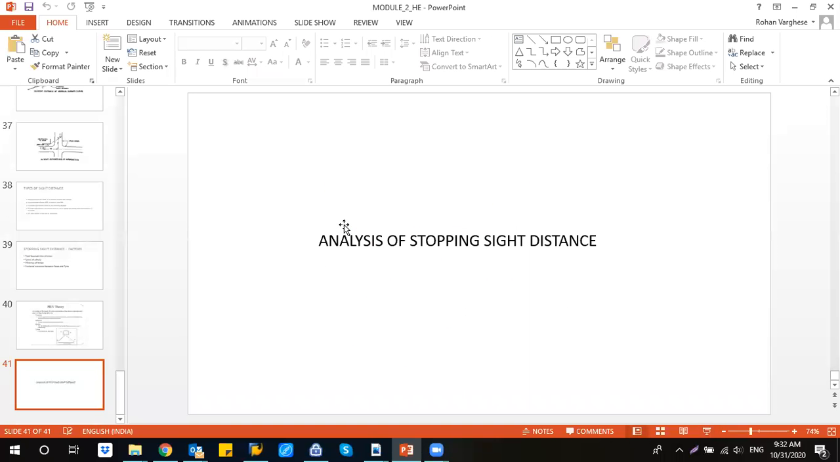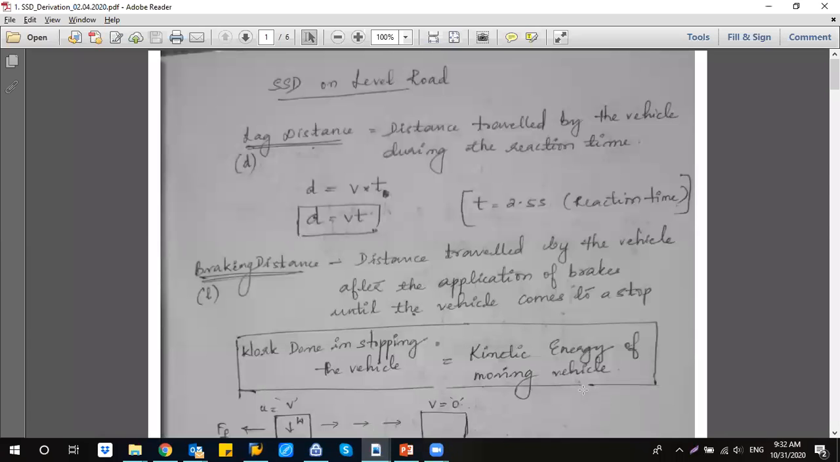Now next what we are going to see is the analysis of the stopping sight distance. So you are going to start with the derivation. Hope you can see the screen, right? First of all, you are going to see the stopping sight distance scenario on a level road. You know what a level road is, right? There are no gradients, no vertical curves, no horizontal curves, it's just a straight portion of the road. So the first case is the analysis of the stopping sight distance on the level road.